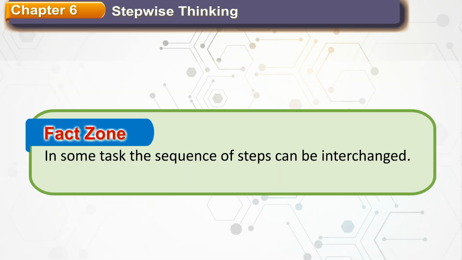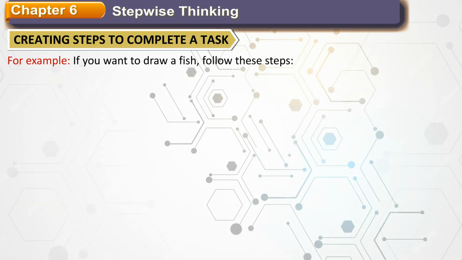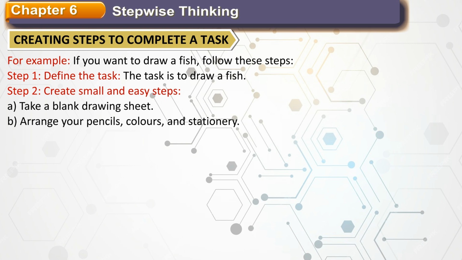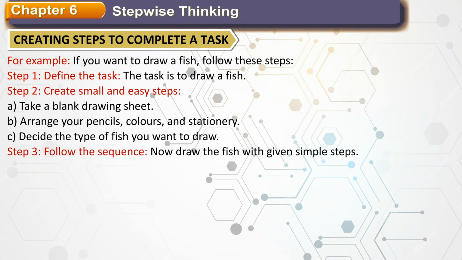Fact zone. In some tasks, the sequence of steps can be interchanged. For example, if you want to draw a fish, follow these steps. Step 1. Define the task. The task is to draw a fish. Step 2. Create small and easy steps. A. Take a blank drawing sheet. B. Arrange your pencils, colors, and stationery. C. Decide the type of fish you want to draw. Step 3. Follow the sequence. Now draw the fish with given simple steps.